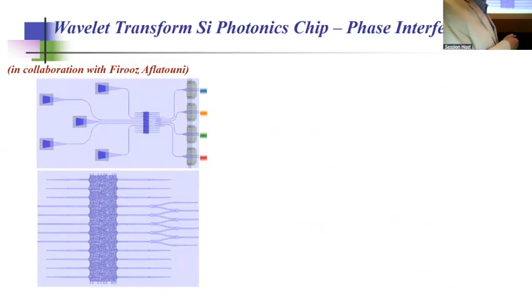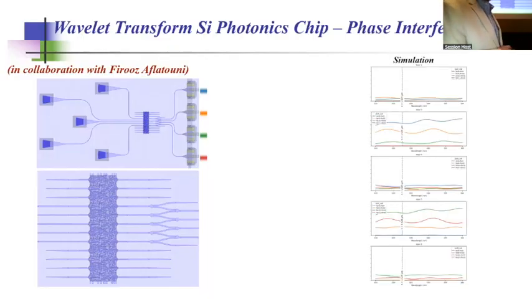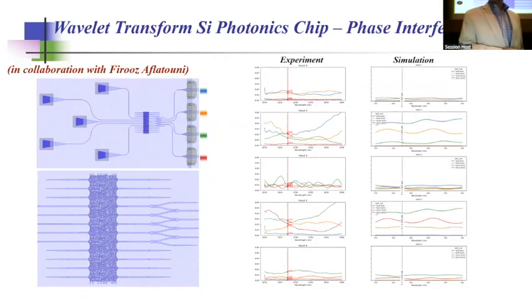We designed this Y junction that gets the output of this and interferes them. Then we can measure the result of the interference there, and that would give us an indication for the phase. Again, this is the simulation result that we see over here when you excite this grating coupler, and this is the experiment that we have there.